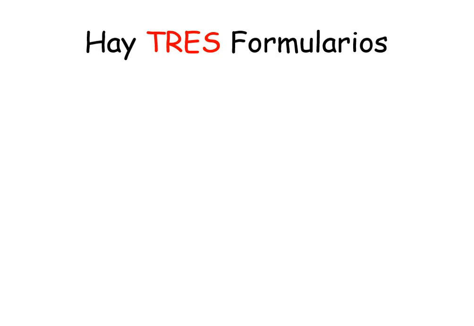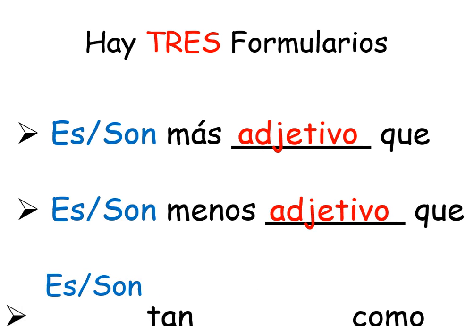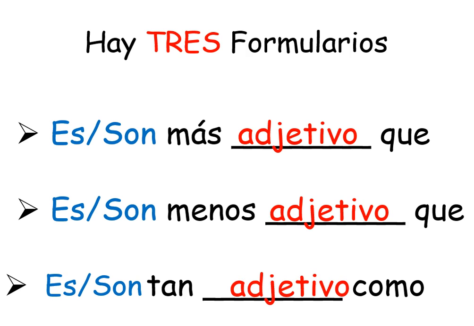So in order to make comparisons about adjectives, about qualities of something, whether it's tall, short, red, nutritious, kind, there are three main things to keep in mind. Más que, menos que, and tan como. And we're going to see how these work right now.